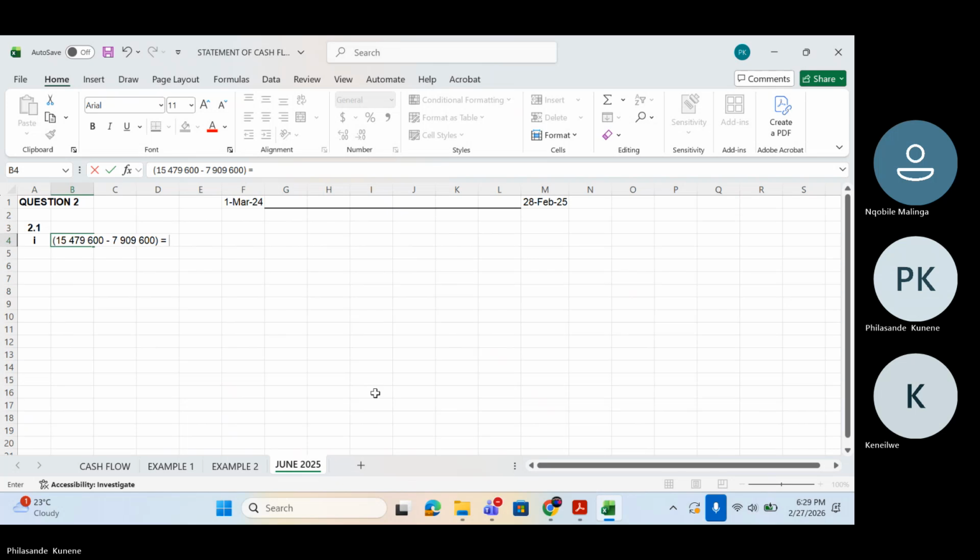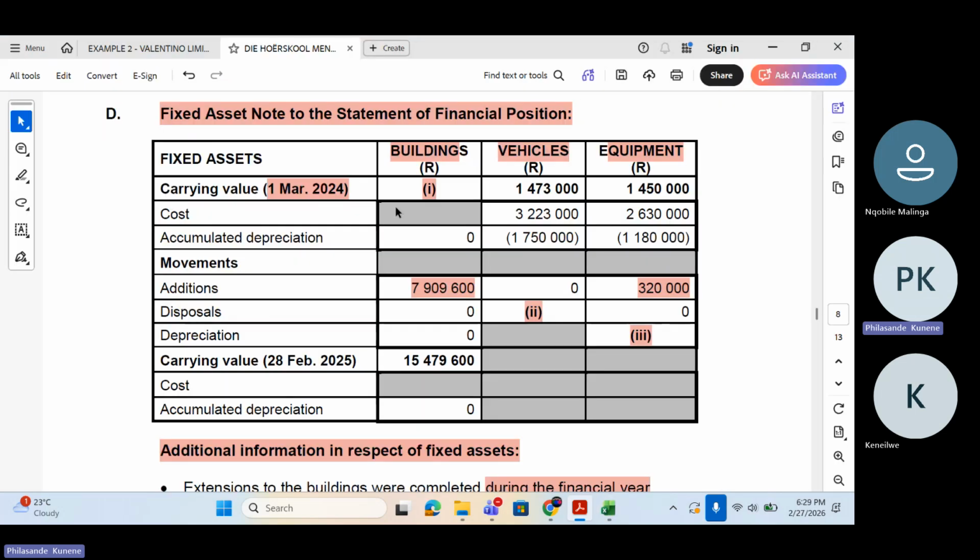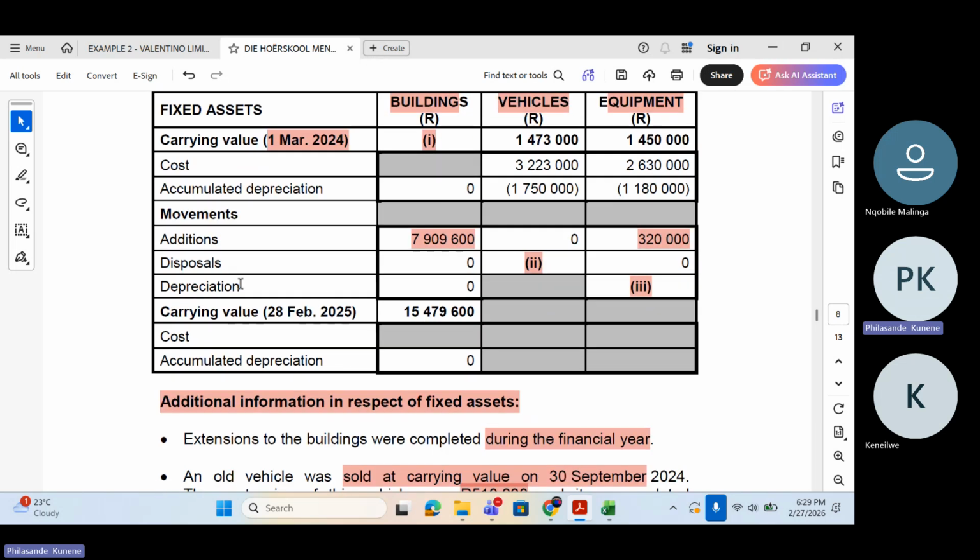7,570,000 rands. So that is going to be 7,570,000 rands, which means that is the amount for Roman figure 1. If we go and see there, that is the carrying value at the beginning. Then we're done, we move on from this one.